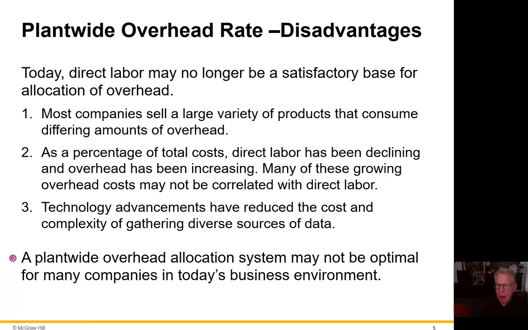All right, a plant-wide overhead allocation system, therefore, may not be optimal for many companies in today's business environment. However, it should be noted that activity-based costing is more expensive and more complex to implement and to use.